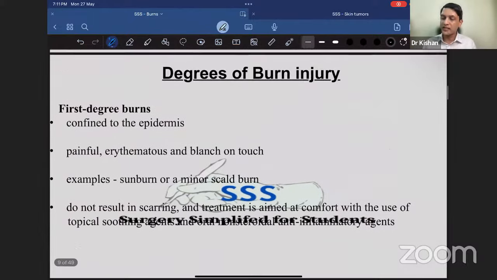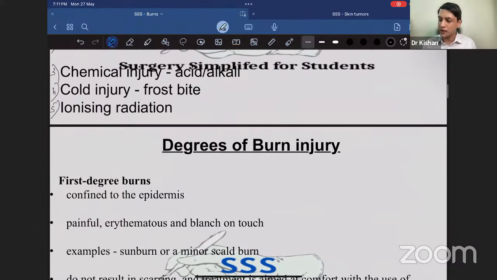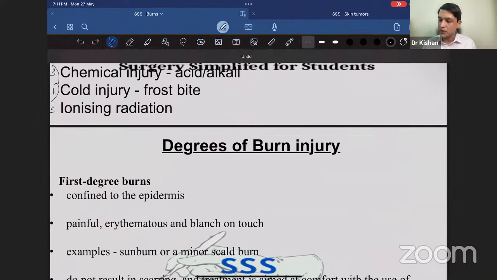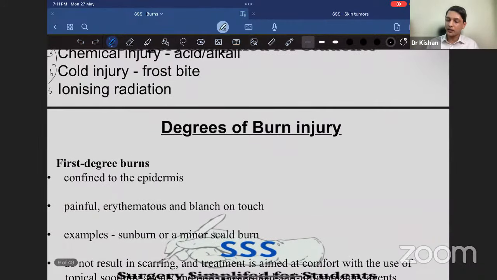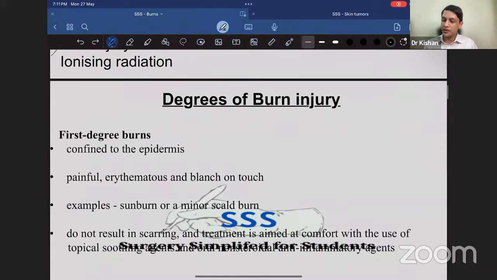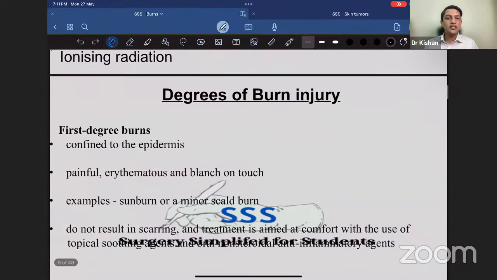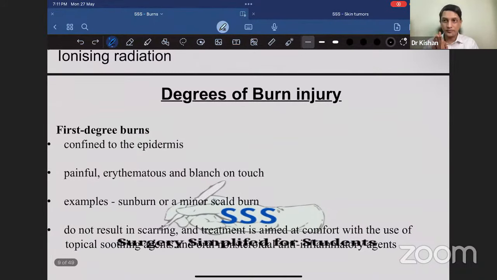Next, coming to the degrees of burn. This is yet another important aspect of this burn topic. So how do we classify into different degrees? Okay, first degree, second degree, third degree, and fourth degree. First degree burns is when the burn injury is confined only to the epidermis. We know our skin is divided into epidermis and dermis. So if the burn injury involves only the upper epidermis, then we call it first degree burns.